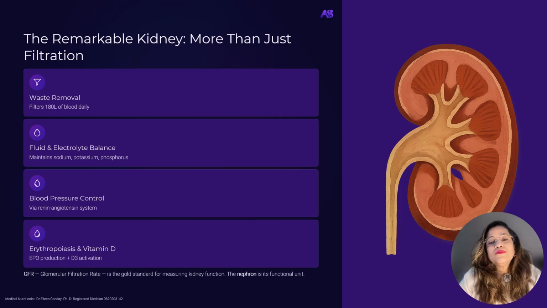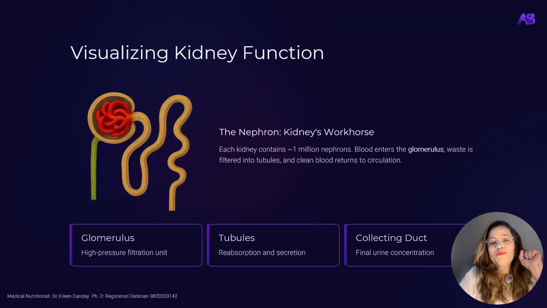Start with how the kidneys are far more than just a filter. Okay, so let's look at the major functions. One is waste removal. Two is fluid and electrolyte balance. Three is blood pressure control, and four is erythropoiesis and vitamin D production to stimulate red blood cells. Now, the glomerular filtration rate is how we measure kidney function, it is the clinical gold standard, and the nephron is the basic functional unit that does all the work. So you have to understand these functions, as that will help you understand the staging properly.